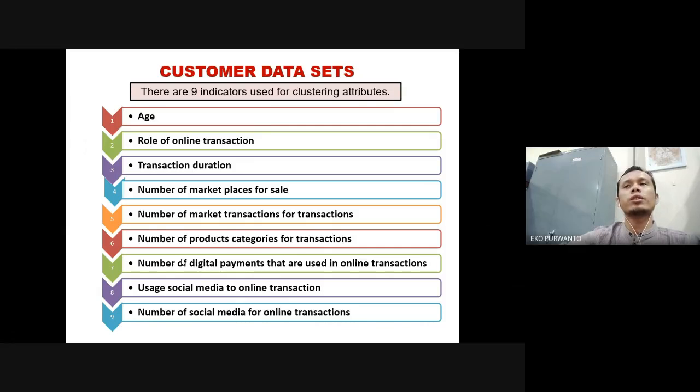There are 9 indicators used for clustering attributes. Number one, apps. Number two, role of online transaction. Number three, transaction duration. Number four, number of marketplaces for sales. Number five, number of marketplaces for transactions. Number six, number of product categories for transaction. Number seven, number of digital payments used in online transactions. Number eight, use of social media for online transaction. And number nine, number of social media for online transaction. These are the 9 indicators used for clustering attributes.